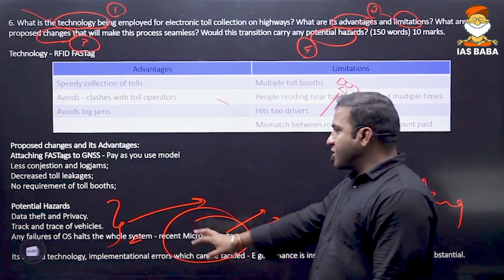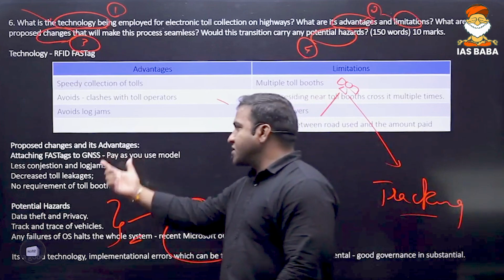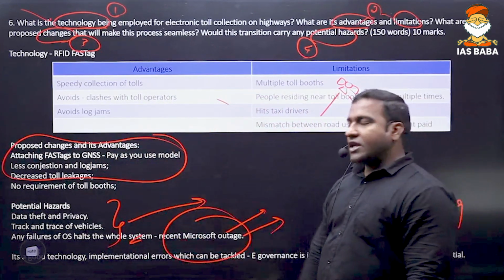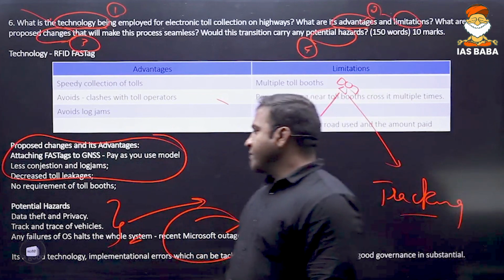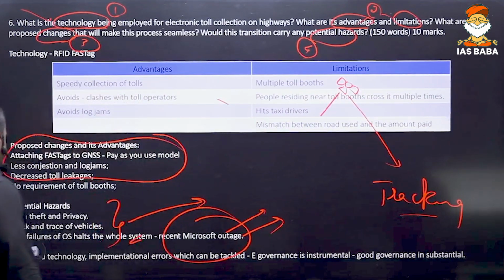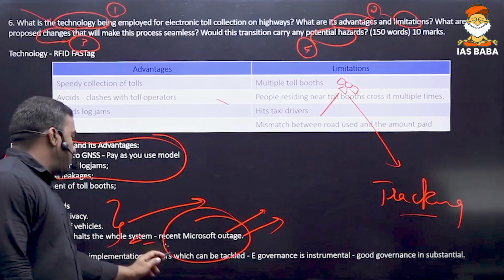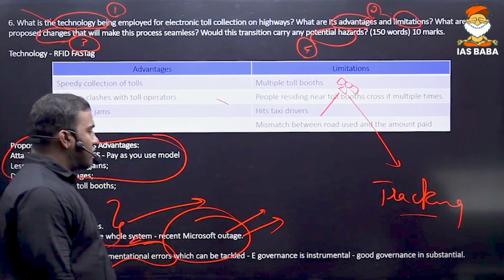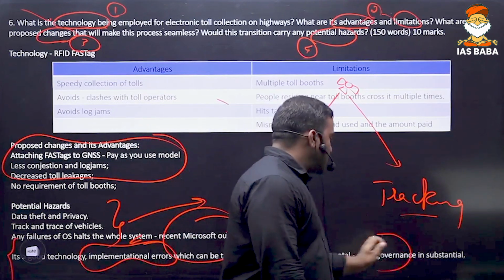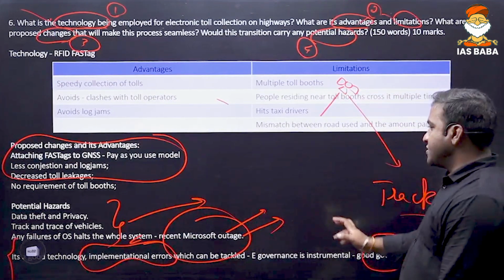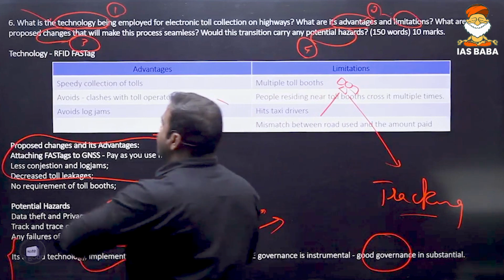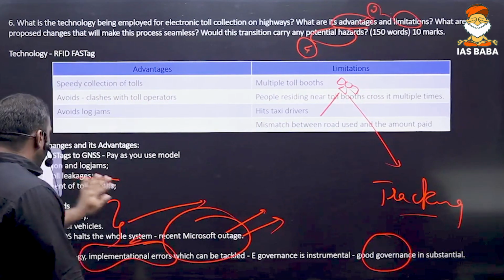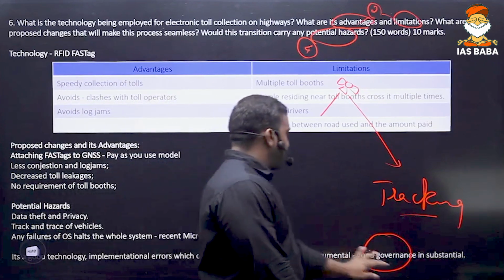So I don't think this part will be difficult for you. If you know this part, yes, this is use and pay model, so then the whole answer you can answer very properly. Yes, then in the conclusion, yes, it's a good technology, and so there might be some implementation errors, so which can be tackled. So I have put a quote: e-governance is instrumental, good governance is substantial. Yes, likewise, e-governance is just an instrument. Ultimately it is the public welfare which is needed, so we should not do anything at the cost of public welfare.